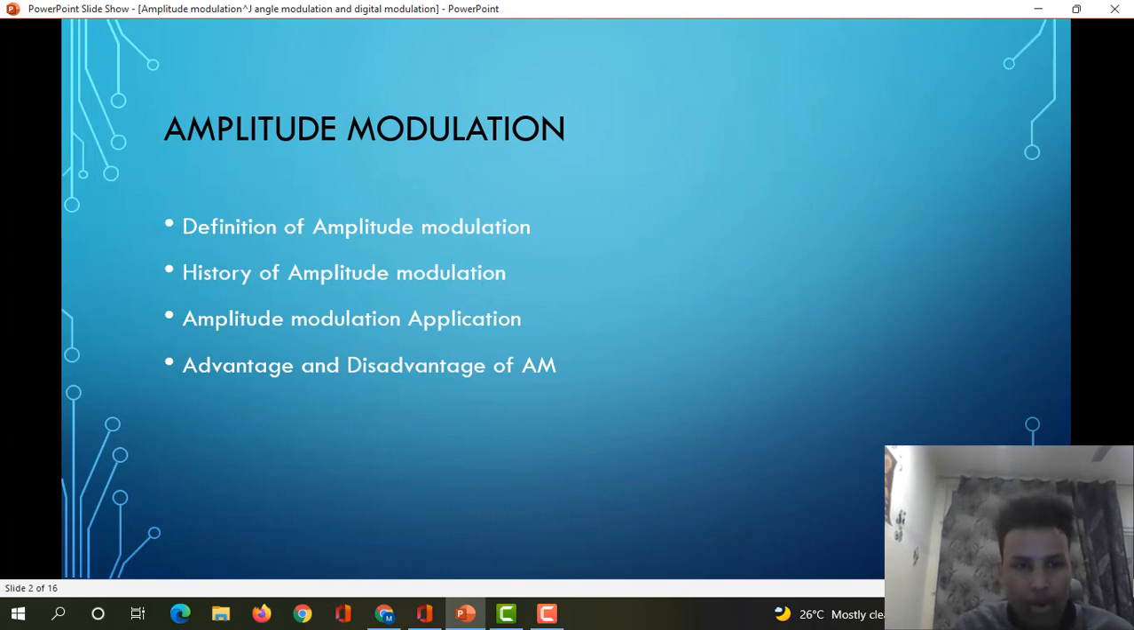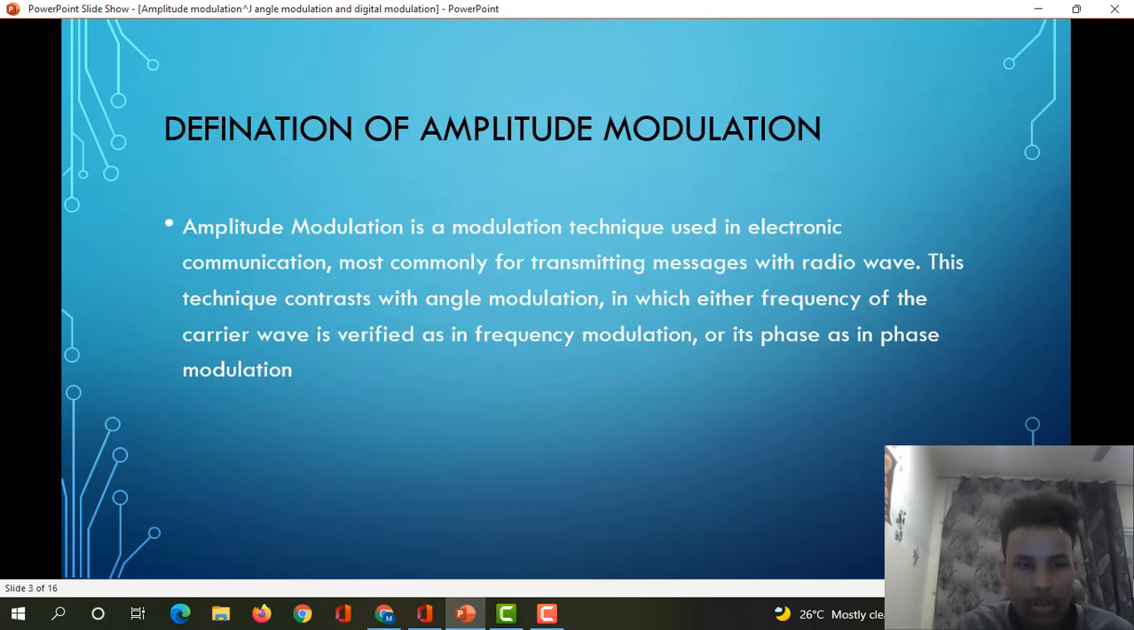Amplitude. So we are going to go first. The first topic, amplitude modulation. So here is the content that we are going to touch in this topic. First, we're going to explain the definition of amplitude modulation, history of amplitude modulation, application, and disadvantage of amplitude modulation. First, let's define amplitude modulation.